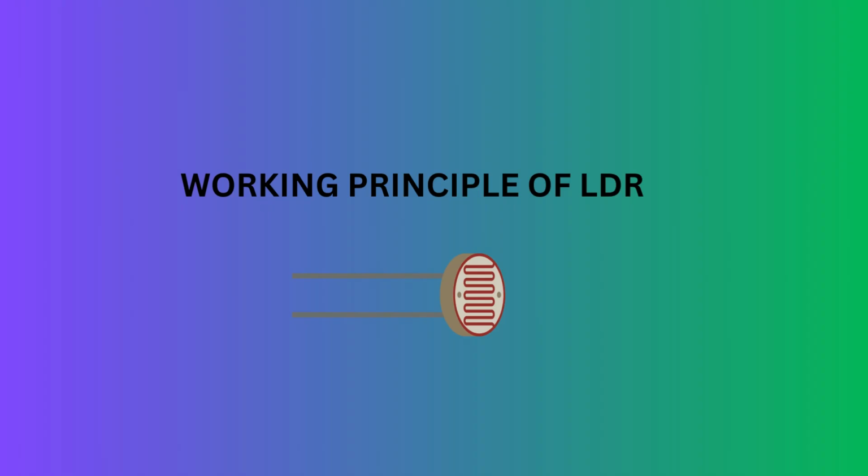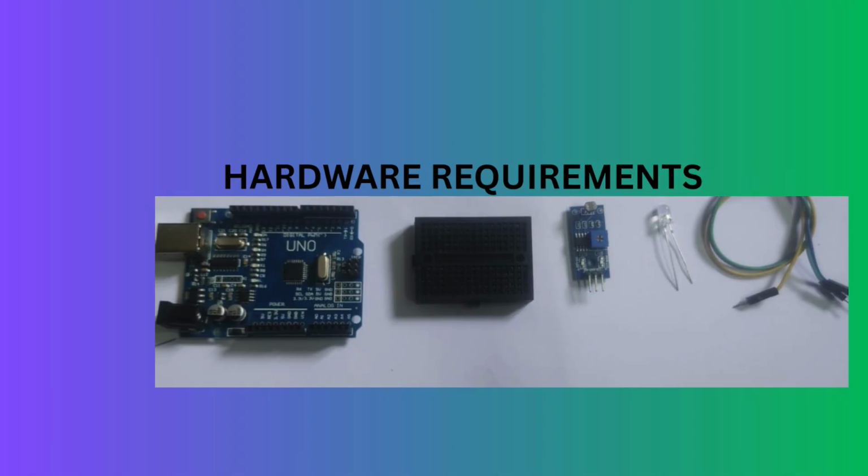Going to the working principle of the LDR sensor. The LDR changes its resistance depending on the light. In bright light, resistance is very low. In darkness, resistance becomes very high. Arduino will read these changes using the analog pin. If it is dark, Arduino will switch on the street light. If it is bright, Arduino will switch off the street light. LDR sensors are used in automatic street lights in cities and villages, garden lights, and smart home lighting systems.